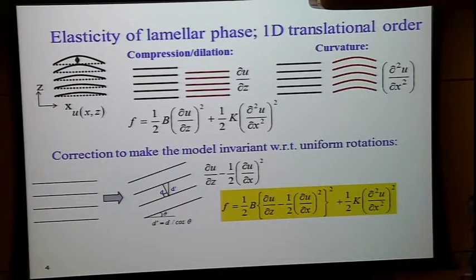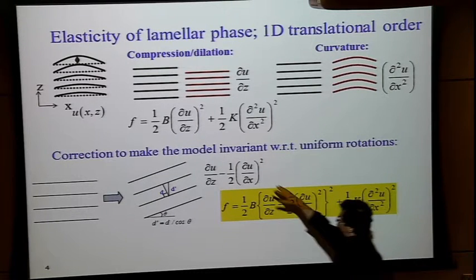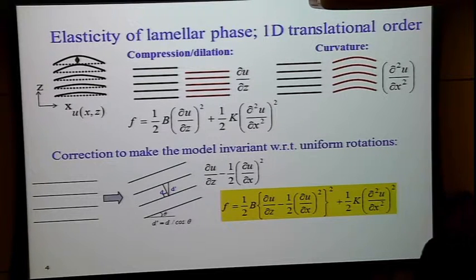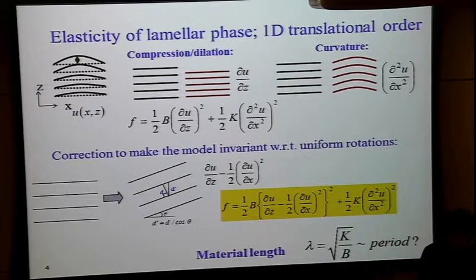And as Leo explained, to make sure that we are not losing the equidistance of layers when we rotate the system as a whole, we add this nonlinear term that makes life of many people rather complicated. So the question is that, again, in this expression, we see two material constants, K and B, and they are of different dimension. And if we take a square root of the ratio of the two, we will find a length. And the question is, what is this length?